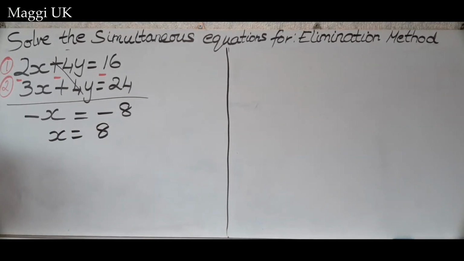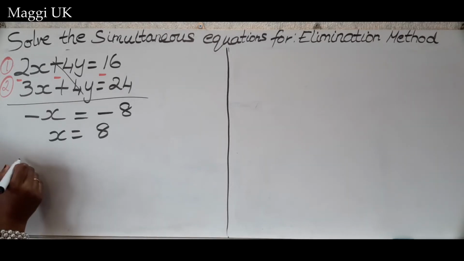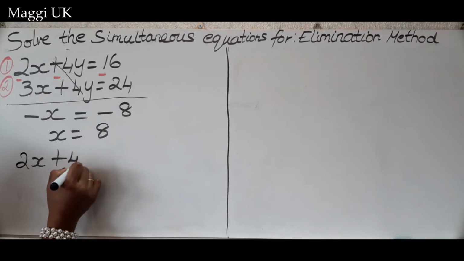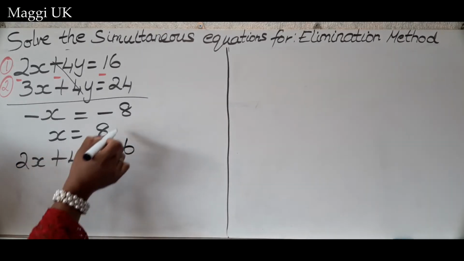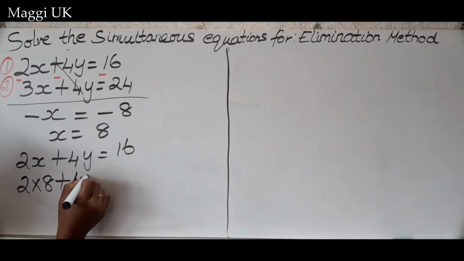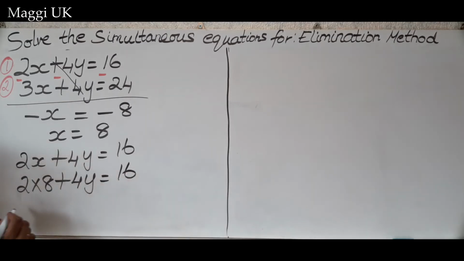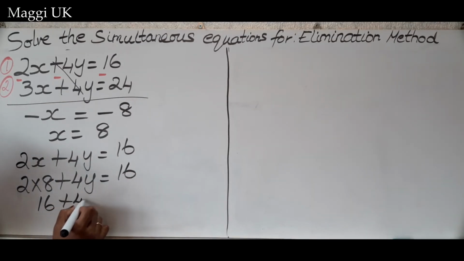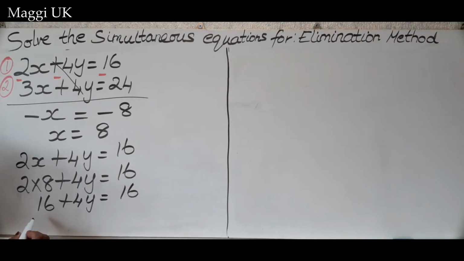Okay, the next one. Now we need to find y. We can substitute x into one of the equations, either 1 or 2. I'm going to do it on number 1, which is 2x plus 4y equals 16. We substitute the x value in this equation, so 2 times 8 plus 4y is equal to 16. So 16 plus 4y is equal to 16.